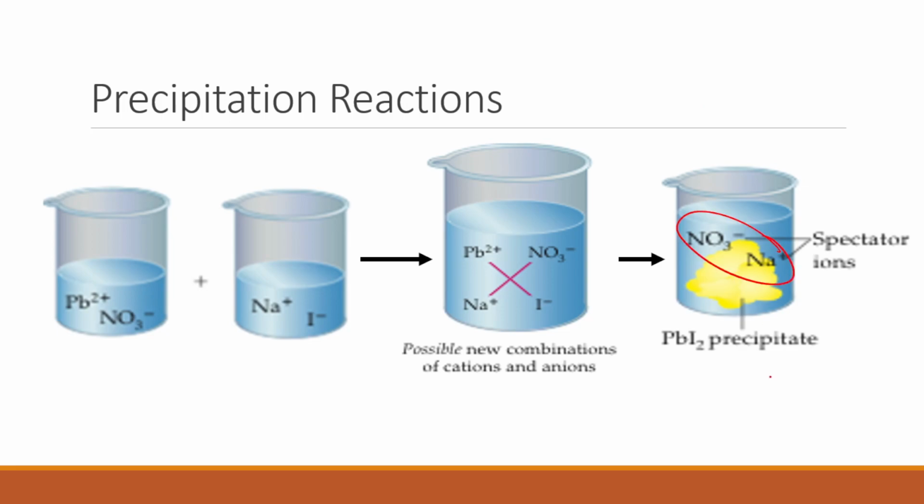The other pair, sodium and nitrate, are soluble together, so they actually don't do anything. They remain aqueous. Every combination of sodium with something else in this cup is soluble. Every combination of nitrate with something in this cup is soluble. So these just kind of sit there. They spectate. We call them spectator ions, because they just sit and they watch. They don't do anything.